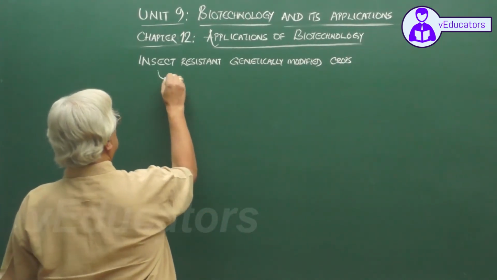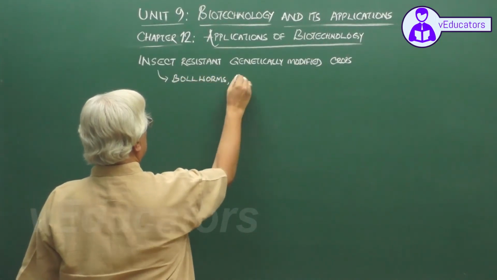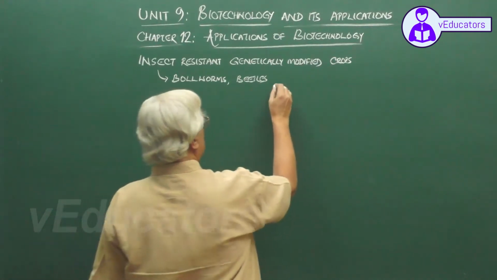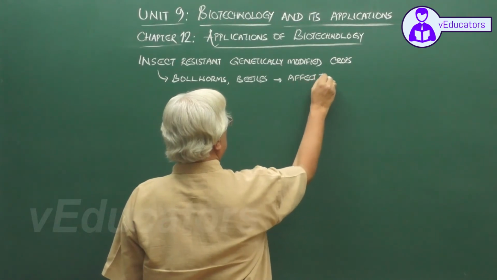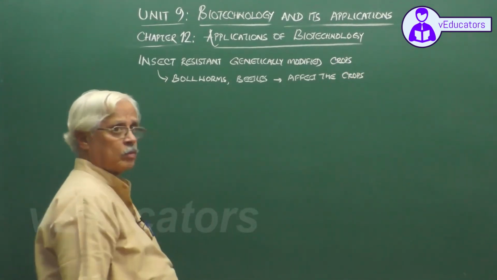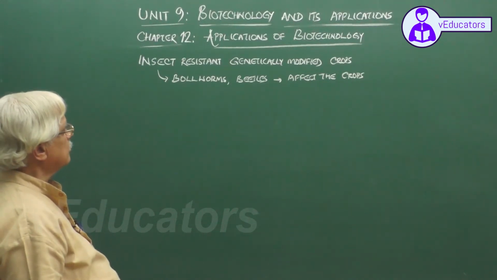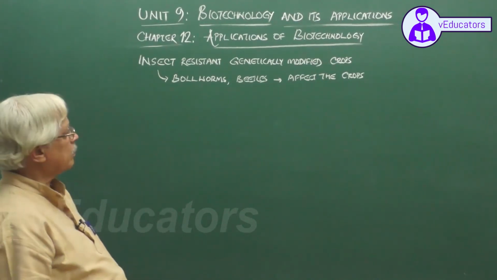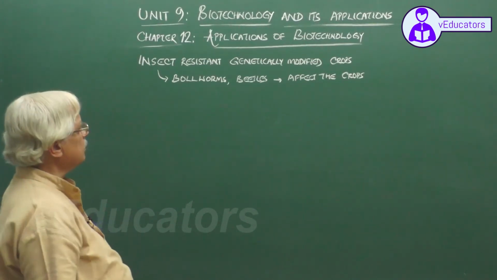Many insects like bollworms, beetles, affect the crops. However, these insects are known to be destroyed by a bacterium if it infects these insects.